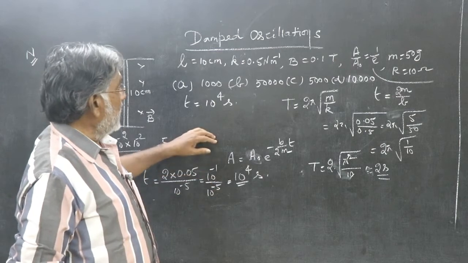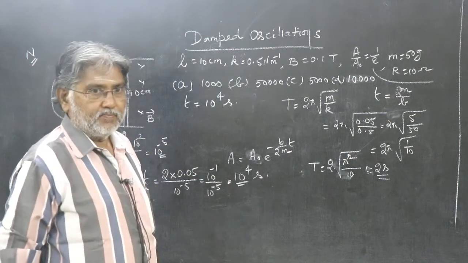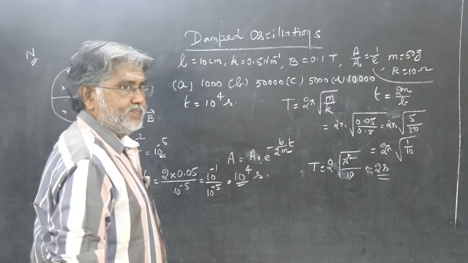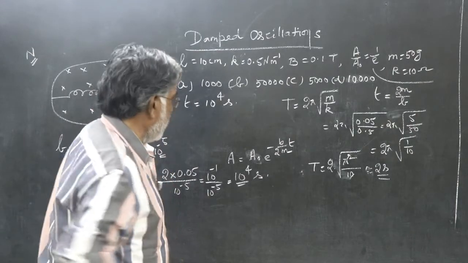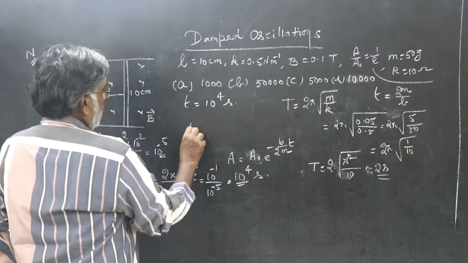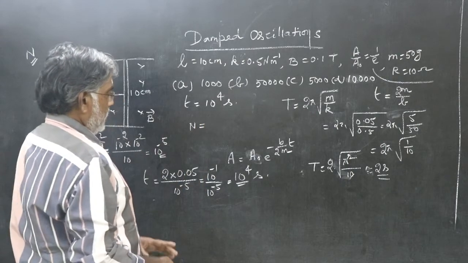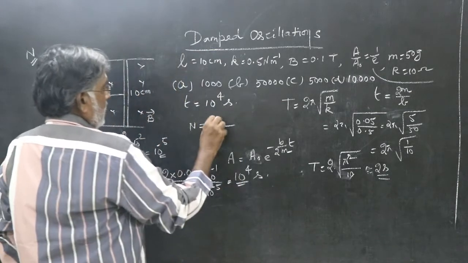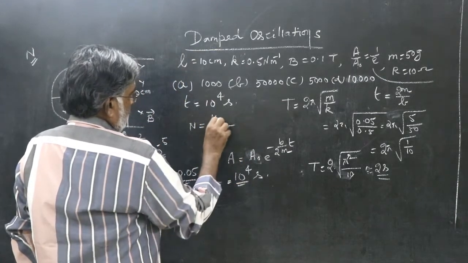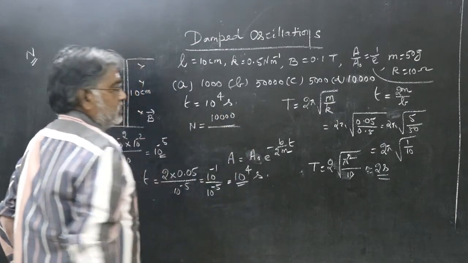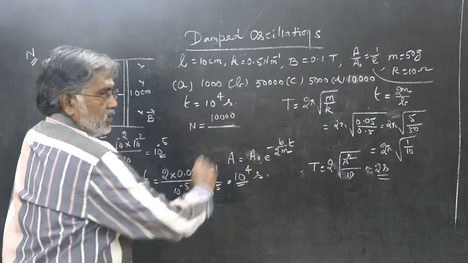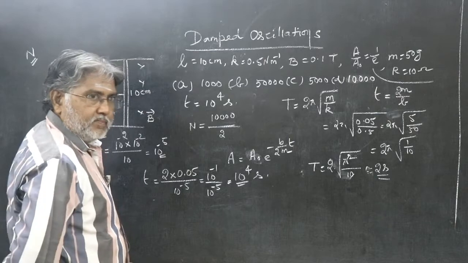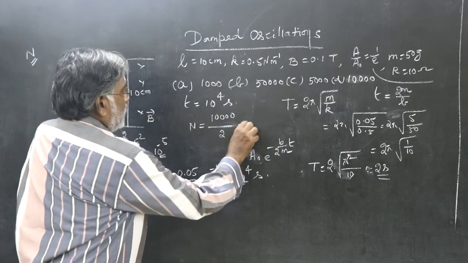But it takes a time of 10 power 4 seconds for its amplitude to decrease by a factor e. So how many times it will oscillate? So the number of oscillations, n, is equal to, it takes a time of 10 to the power of 4. 10 to the power of 4 means 10,000, 4 zeros are there, no? 10 to the power of 4, divide by T, which is 2 seconds. This will be the number of oscillations. So you will get this as 5,000.